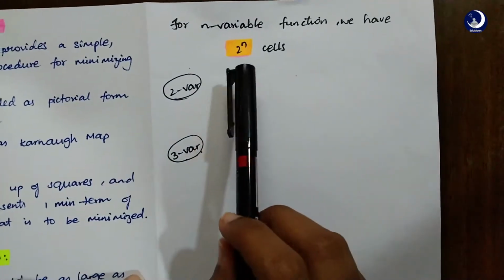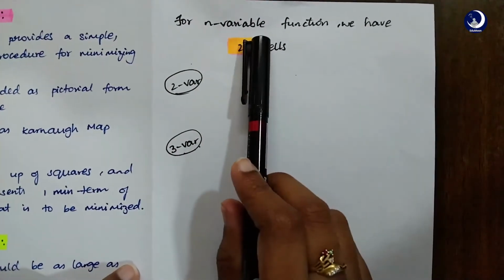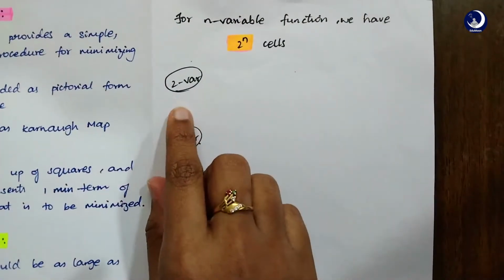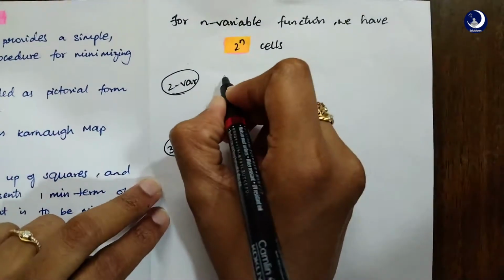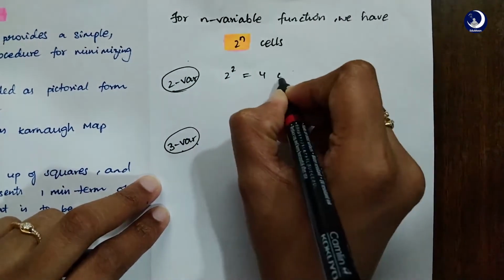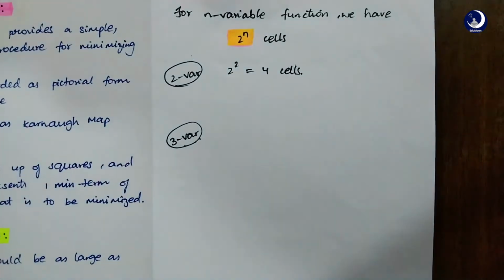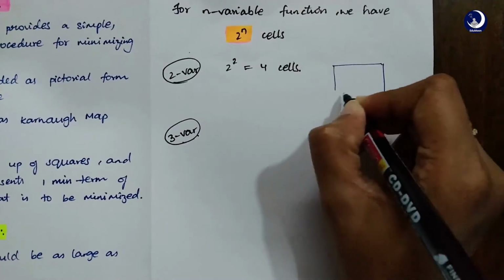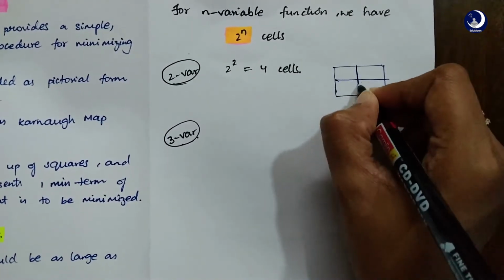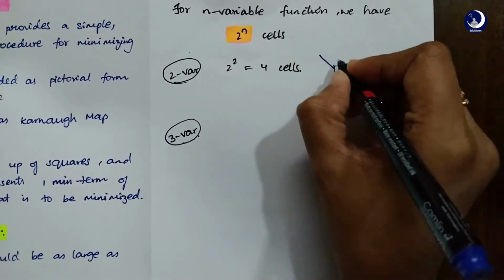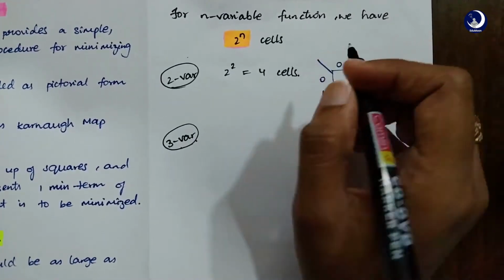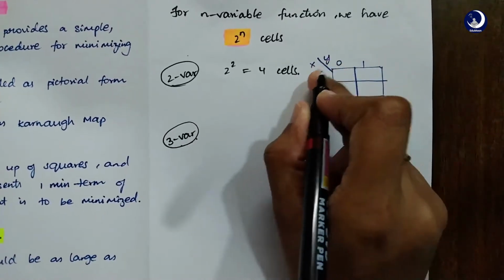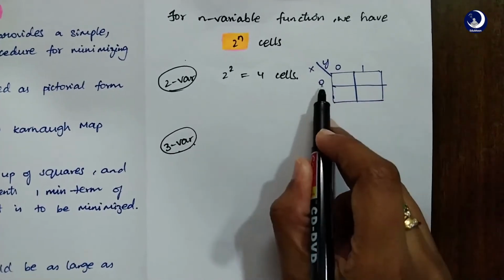Now, for example, if we consider our function to have n variables, then we will have 2 power n cells. If your Boolean function has 2 variables, then it has 2 squared, which is 4 cells, and this can be drawn in this fashion. I'll just show you. So this is how you draw. So this is 0, 1 and this is 0, 1. If your function has 2 variables such as x and y, you represent x and y on these two sides, and this is 0, 1 and this is 0, 1.